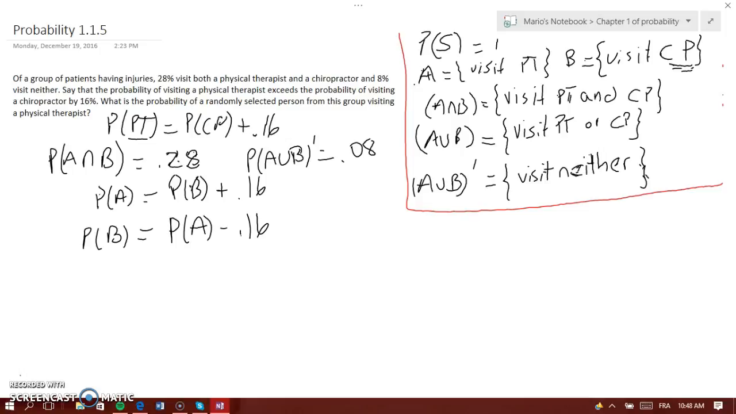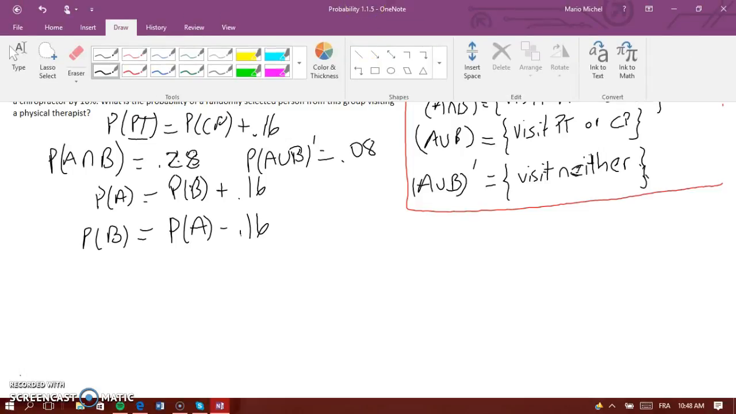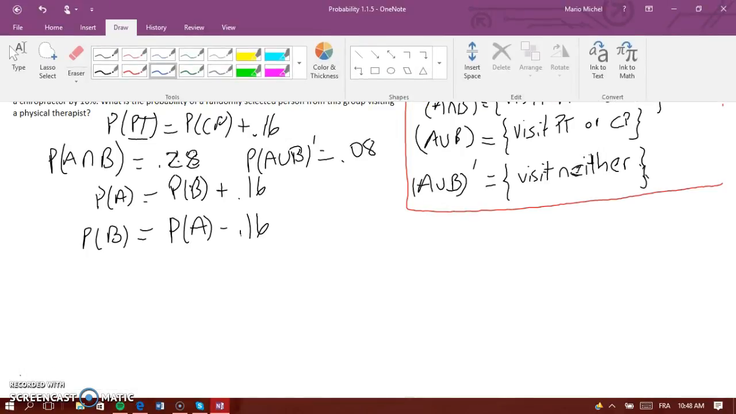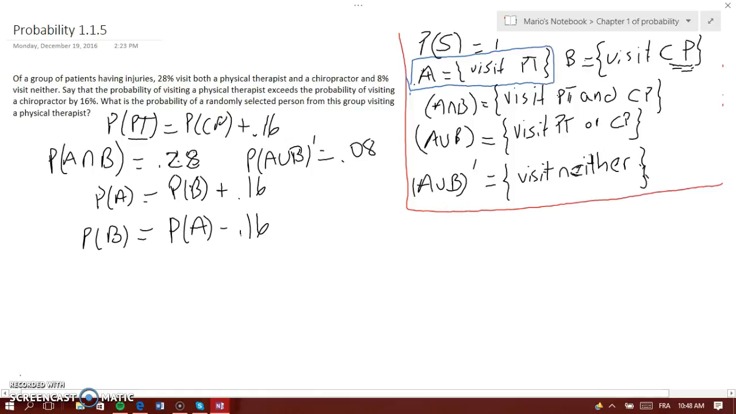So they want us to find the probability of a randomly selected person from this group visiting a physical therapist. That means they're asking us to find the probability of PA. Now, I'm going to do the rest in red for PA. So we need to find PA.